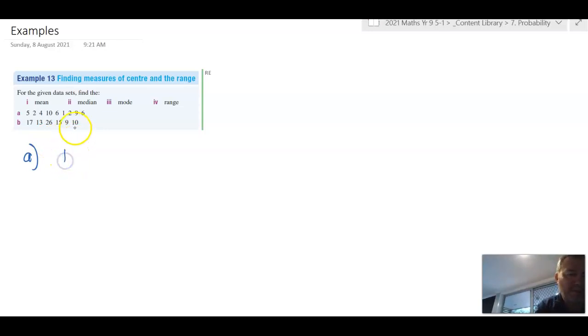So let's go. That's 1. I've got two 2s. There are no 3s. There's a 4. There's a 5, just one 5. There's a 6, there are two of them, so two 6s, there's a 9, and then a 10. So those are all the scores in ascending order.